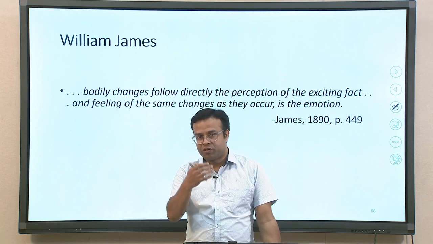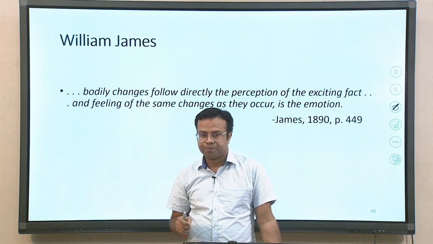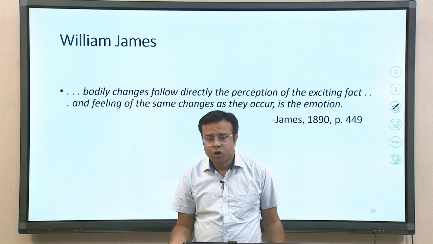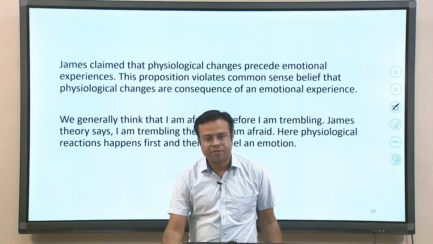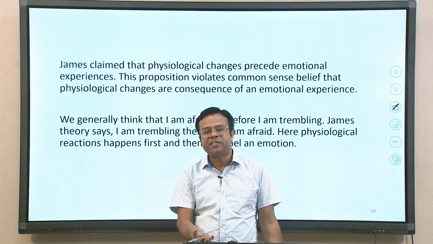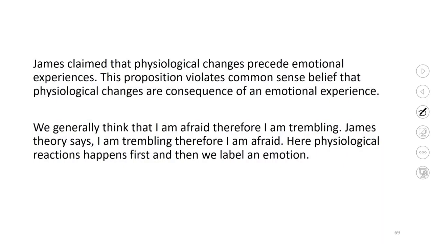He also talked about emotion and gave one particular theory. We will talk about that. So, what did William James say, what was his theory of emotion? James claimed that physiological changes precede emotional experiences. So, what he said is that physiological changes that happen in the body precede emotional experiences. So, he said emotional experiences happen later. First, physiological changes happen in the body, bodily changes, like heartbeat, breathing and so on. Physiological arousal and changes happen first, and then emotional experiences happen.